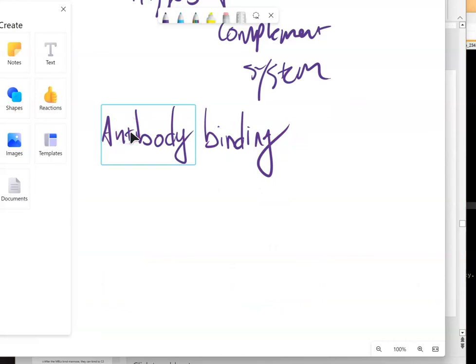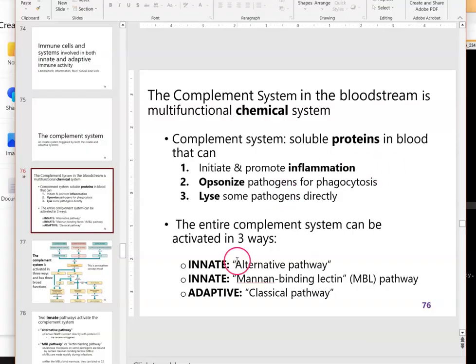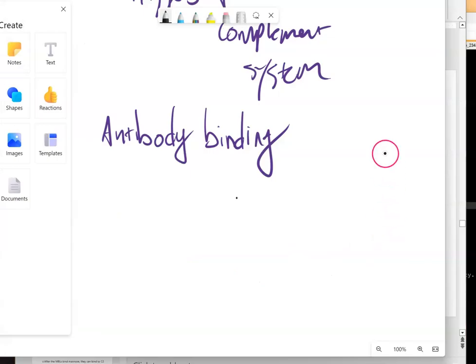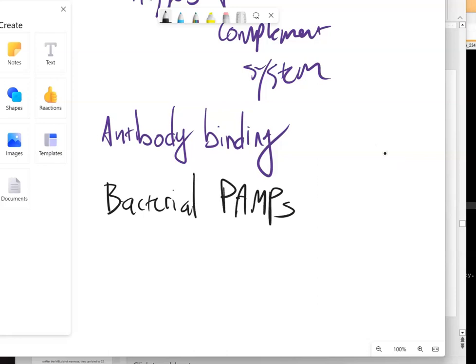They're randomly generated. We don't know what they do until we find the one that does what we want. So this is completely adaptive. The other two are innate. And basically, this one, the alternative pathway, is triggered by certain bacterial PAMPs in the bloodstream. So if you remember what that is, you know what I'm talking about. If not, go look it up because it's important. So again, that's called the alternative pathway, but I don't care about that.